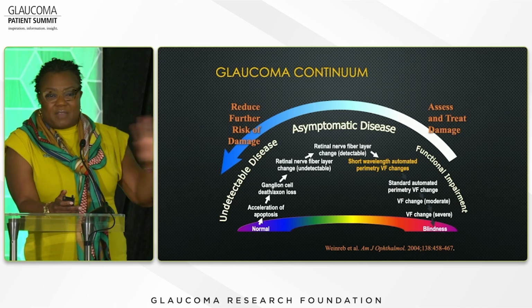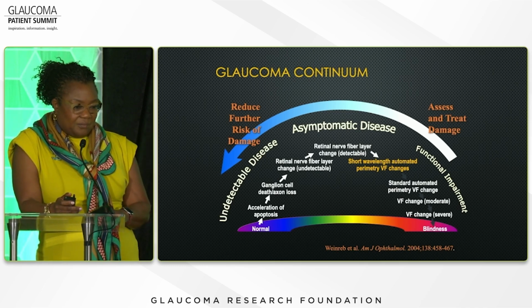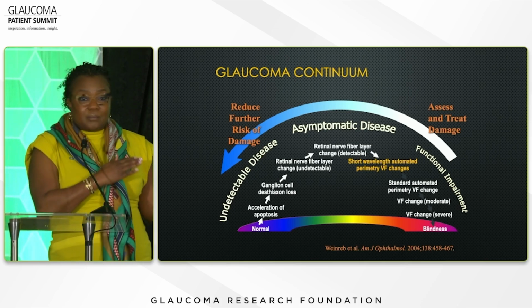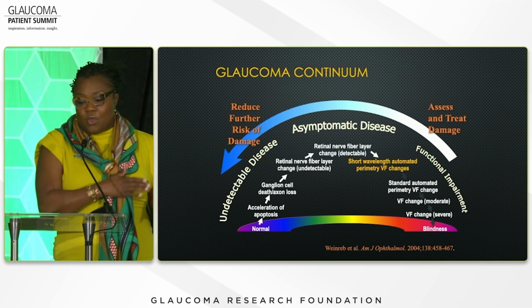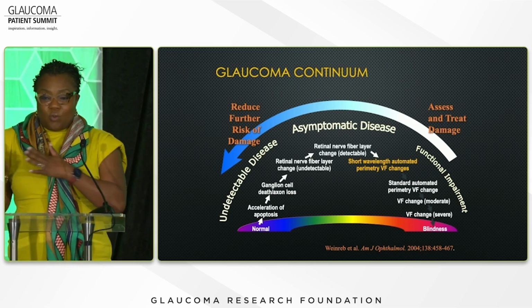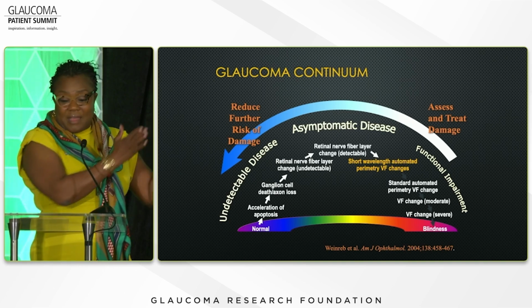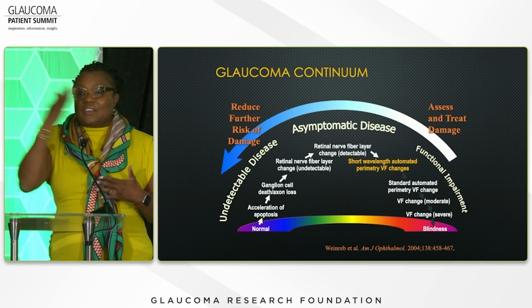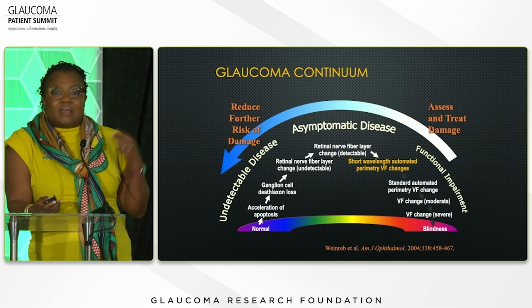This is one of my favorite all-time glaucoma slides. We use it all the time in our different presentations. What it essentially shows is the spectrum of undetectable disease, which is most people out there who don't even know they have a diagnosis, all the way swinging to the right to functional impairment. It also shows the importance of reducing the risk of damage by treating those people early on who have undetectable disease, so that they don't further down the road develop loss of vision, structural and functional.